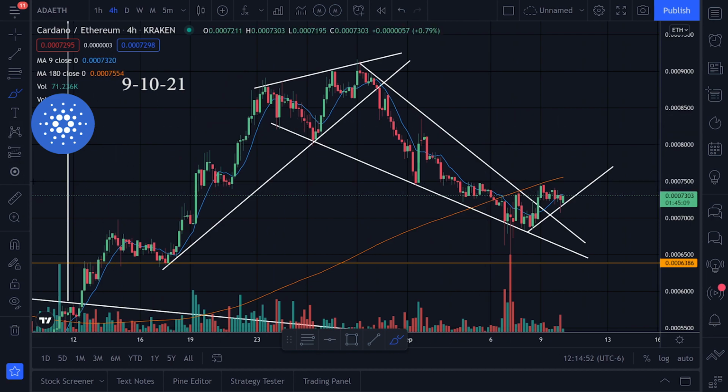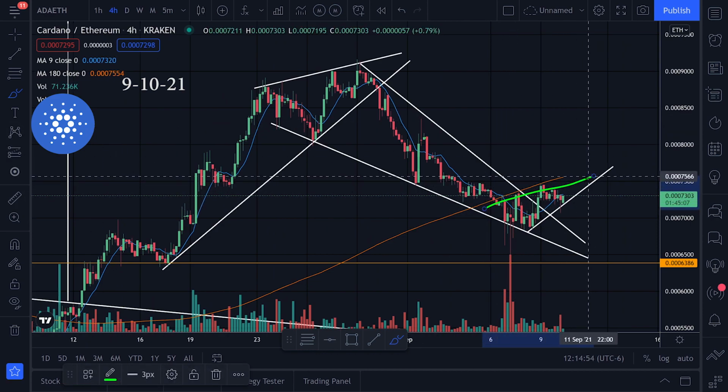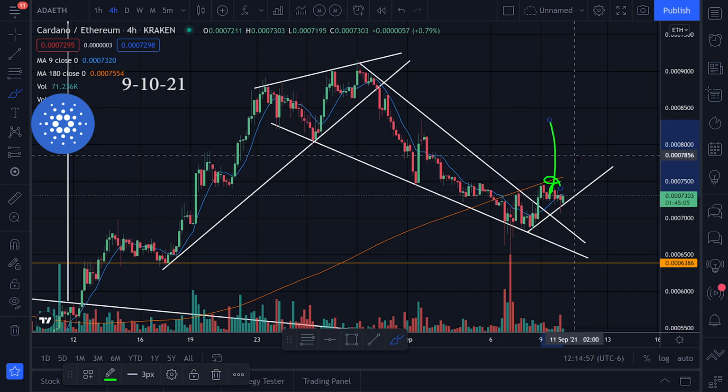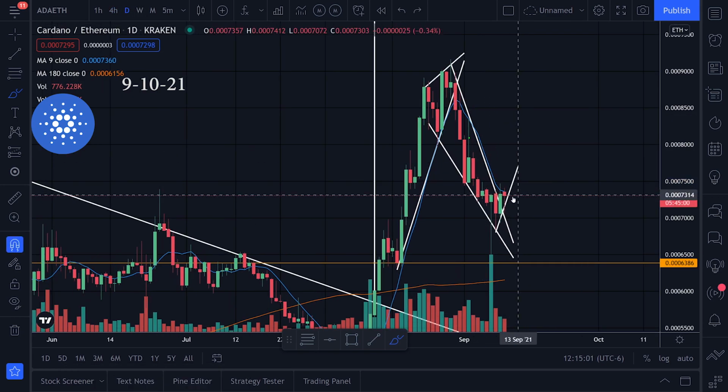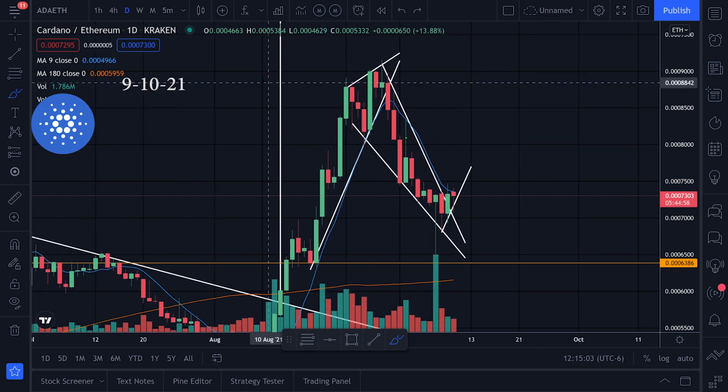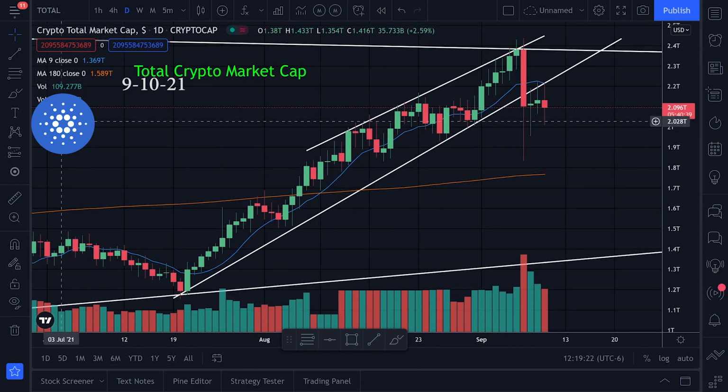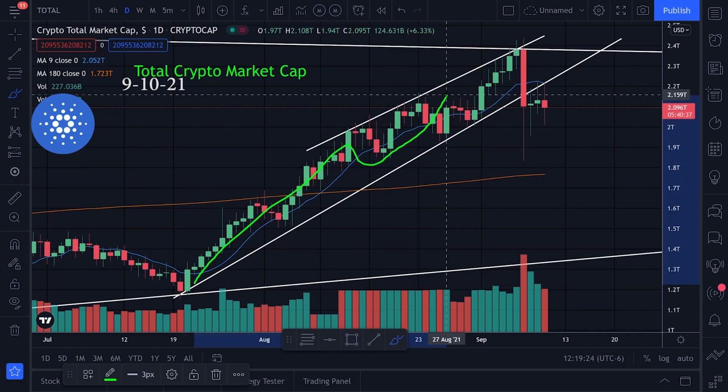Let's see if we can get a breakout out of this 180 moving average on the 4-hour, and on the daily time frame, if we could break this 9 moving average right there. I think if we do, we might see a move on Cardano. If we head over to the total crypto market cap, like we've been talking about, we've been watching this channel pattern.